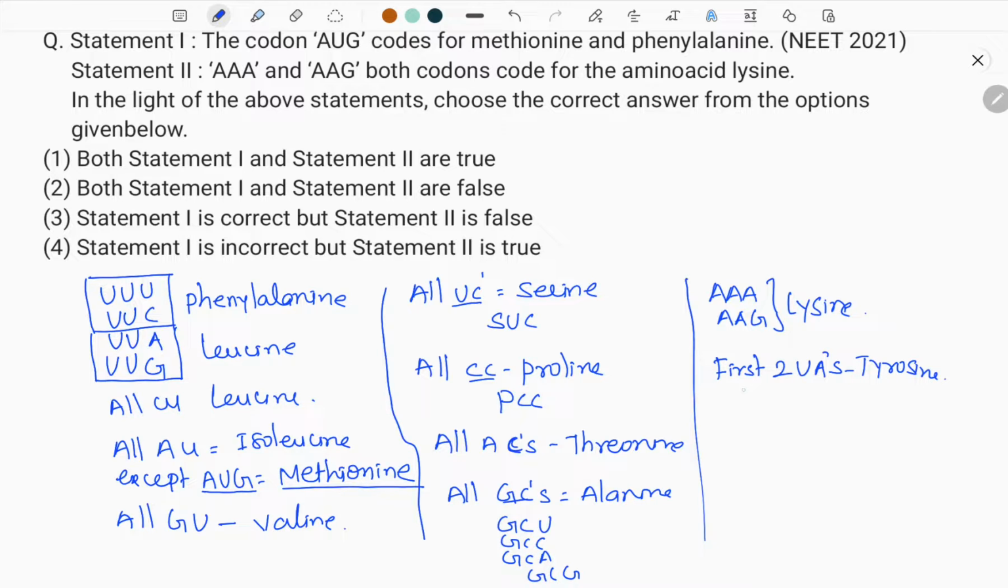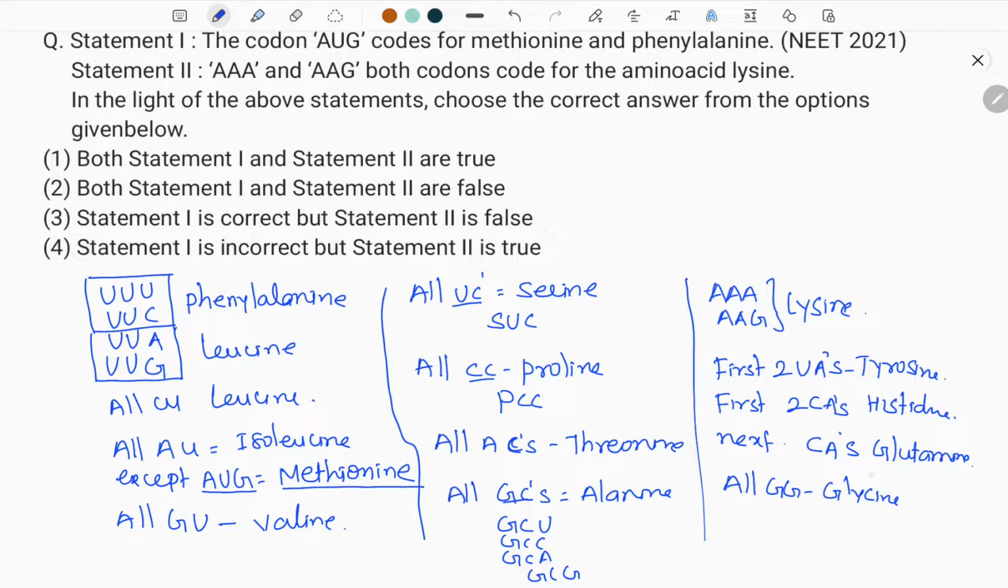Then we have first two CAs, they code for histidine. You know that. Then the next two CAs will code for glutamine. Like that, all GGs will code for glycine. But some exceptions are there here.